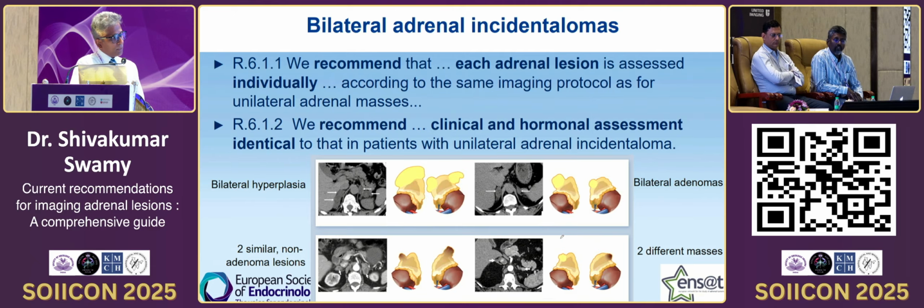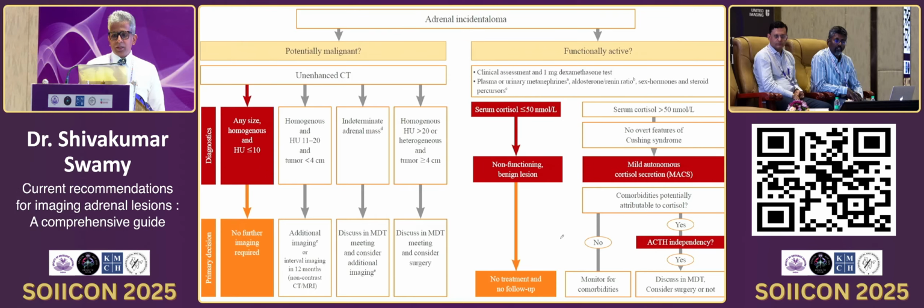Bilateral lesions have to be treated individually. Each nodule has to be characterized individually. We cannot just say one nodule looks so and so, but we have to do the assessment on either side. So this is the complete flow chart, whether it is potentially malignant or not.